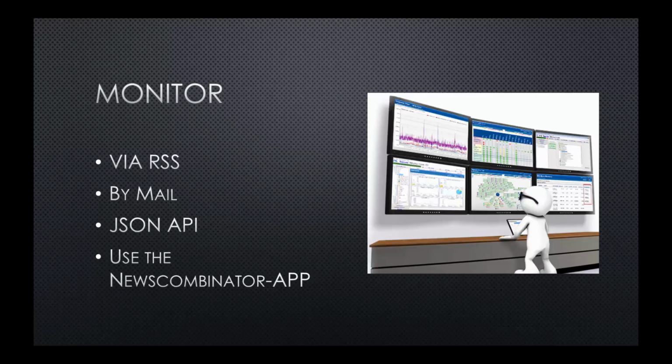If you build your own apps and you need a JSON API to get those news items, you can also have them in a very simple JSON API, which is provided by the app. And the last thing you can do is you can use the Newscombinator app. I've written the app so that it's responsive and you can use it on your phone, on your tablet, or on your computer as well.